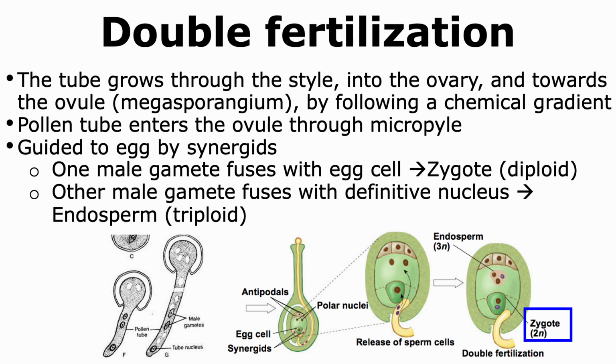This process, where one male gamete fuses with the egg cell to give rise to a diploid zygote, while the second male gamete fuses with the definitive nucleus to give rise to the triploid endosperm, is called double fertilization. Double fertilization is observed only in angiosperms.